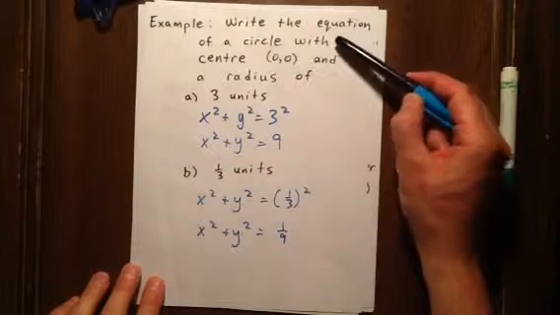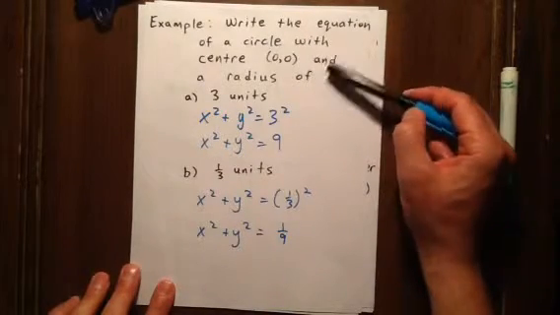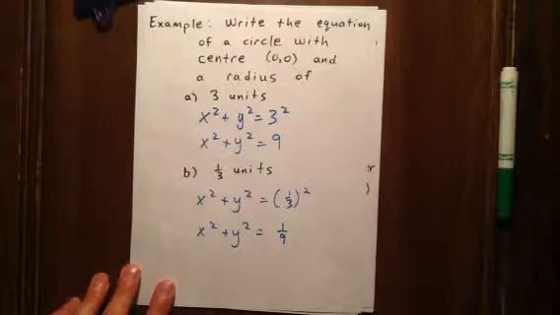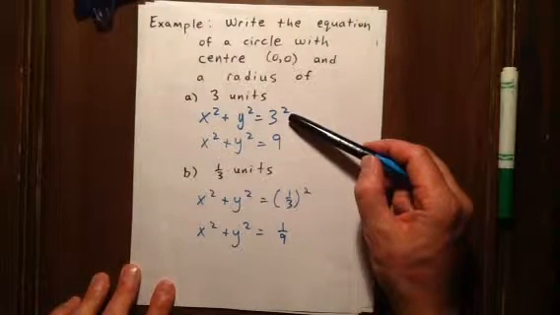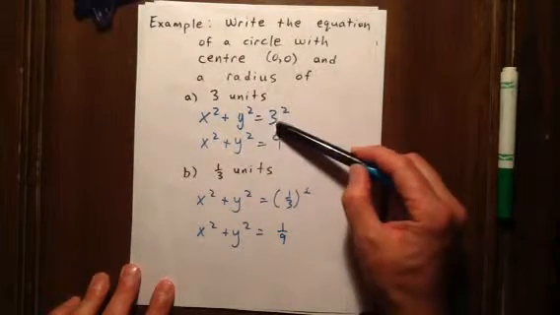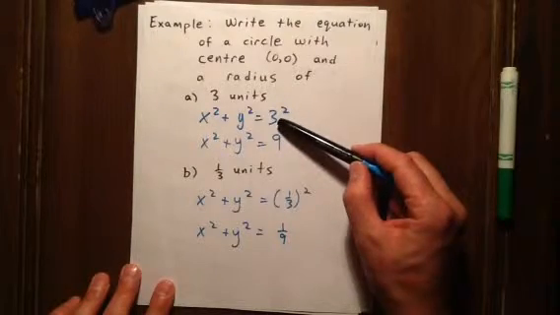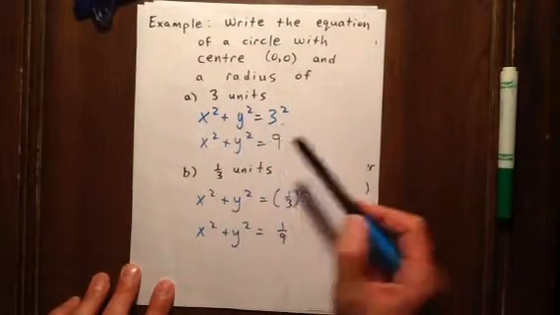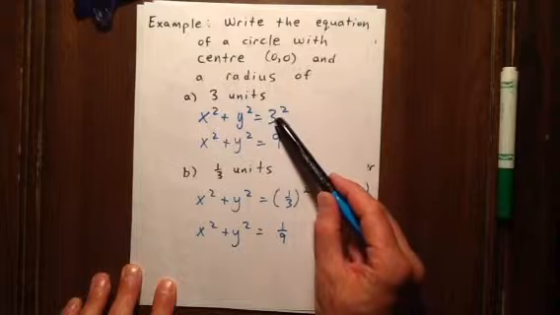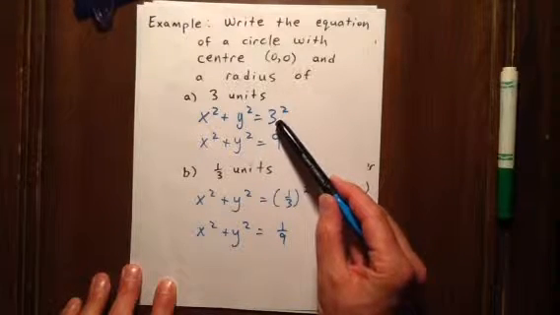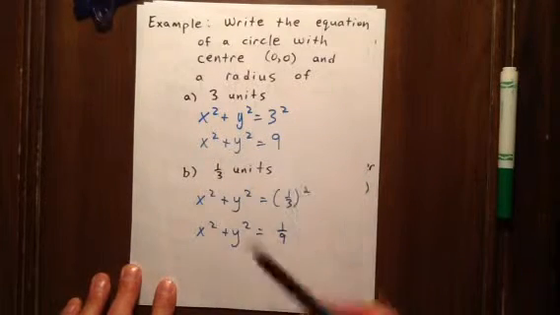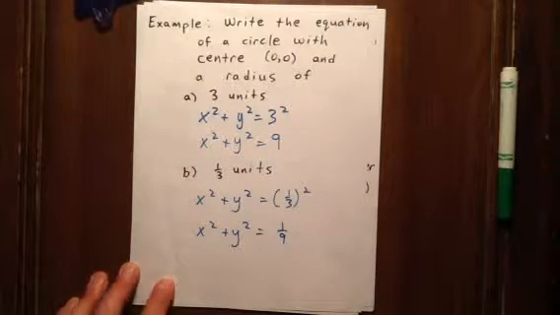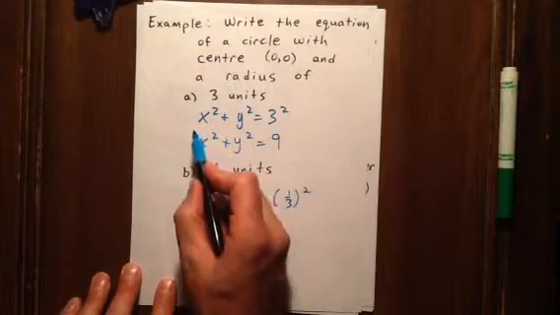First we're going to write the equation of a circle that has a center at the origin and a radius of 3 units. Well, it would be x squared plus y squared equals r squared. Since r is 3, we can say the equation of the circle is x squared plus y squared equals 3 squared. We simply plug in a 3 for r. And 3 squared is 9. So we can say the equation of the circle is x squared plus y squared equals 9.